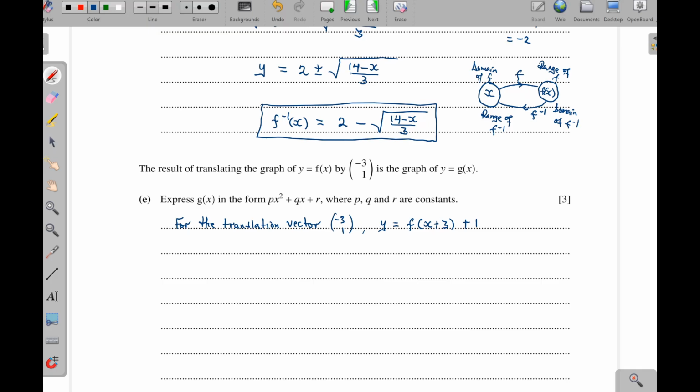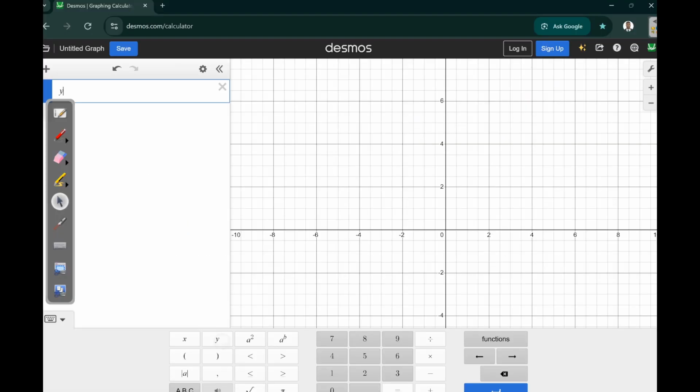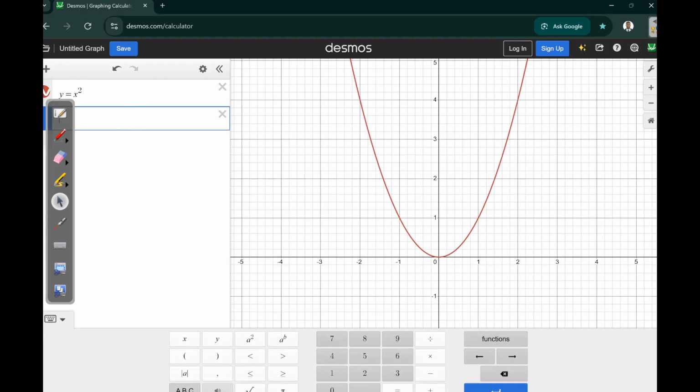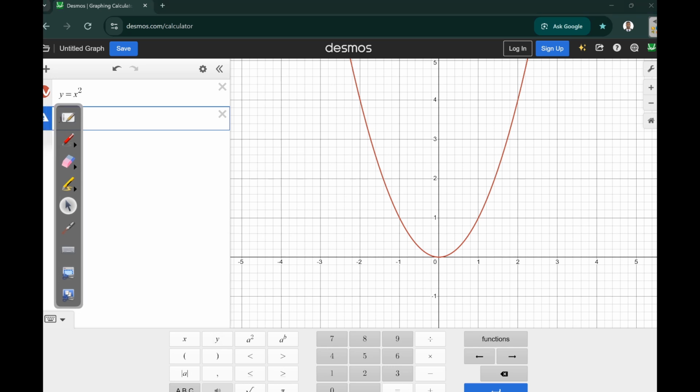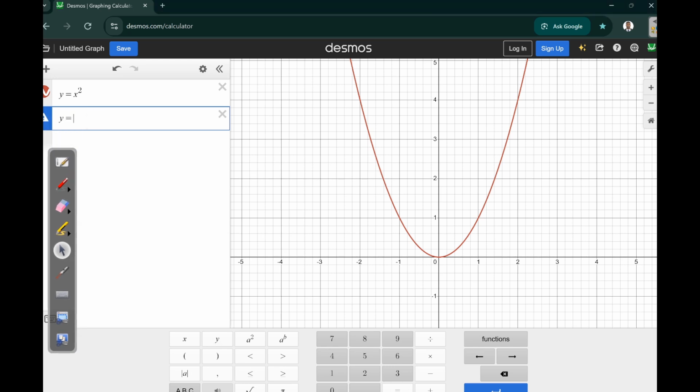Now, let me show you how this one comes about. Suppose I have a graph of y is equal to, let's say, x squared. That is the U-shaped curve there. But then I say y is equal to, where there is x, let's say we are putting x plus 2.